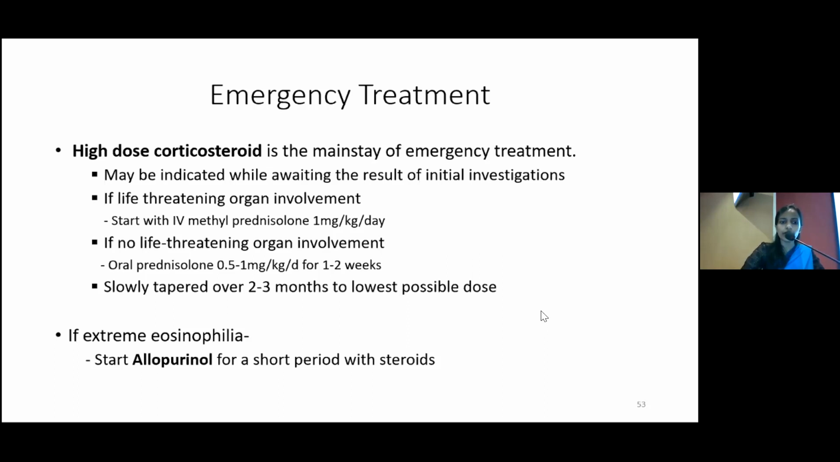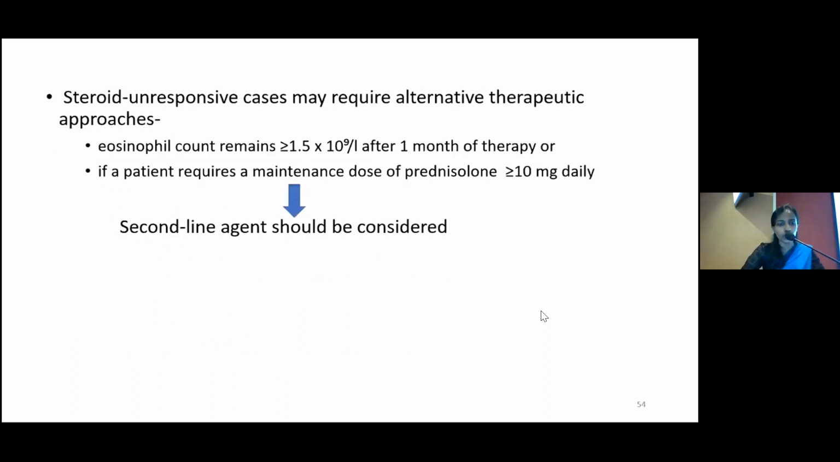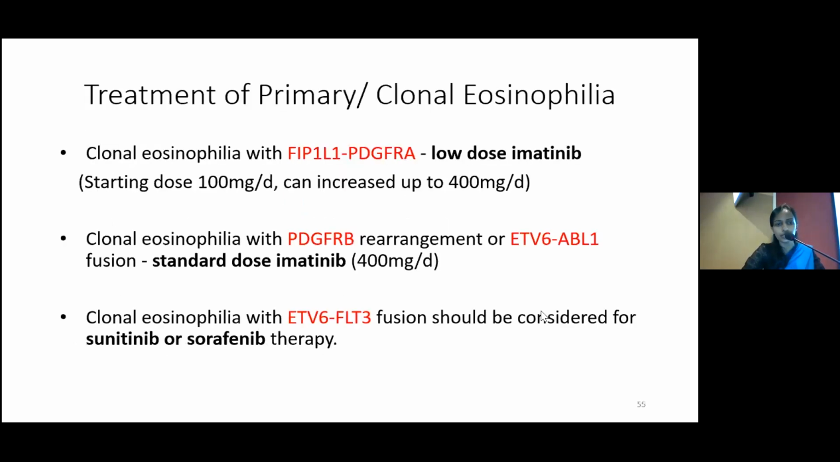If a patient is having life-threatening organ involvement, the recommended drug is IV methylprednisolone given at a dose of 1 milligram per kg per day. If there's no life-threatening organ involvement, the recommended drug would be oral prednisolone given at a high dose for 1 to 2 weeks and then tapered over the next 2 to 3 months. In extreme cases of eosinophilia, allopurinol is recommended concomitantly with steroids. So in patients who are not responding to steroids, a second-line agent should be considered.